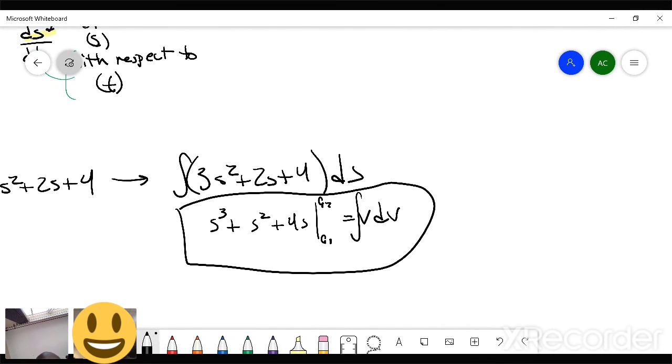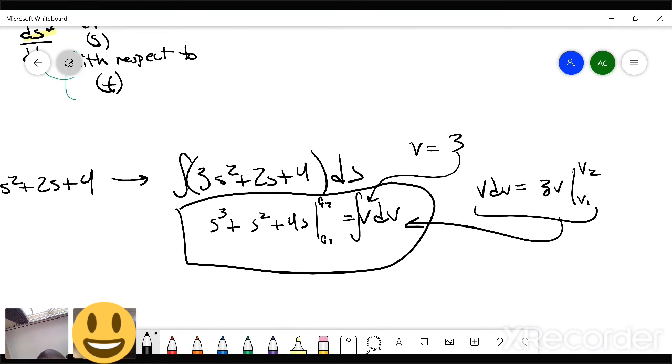Now, if you know velocity at that moment, let's say velocity is going to be constant, then you plug in the 3, and you're going to have v dv. It's just going to be 3v from v1 to v2. That's how that will be written, and that is what will go there. And that's how you set up the relationship. So now you have acceleration, velocity, and position all in one equation without time. That's what that relationship is supposed to do.